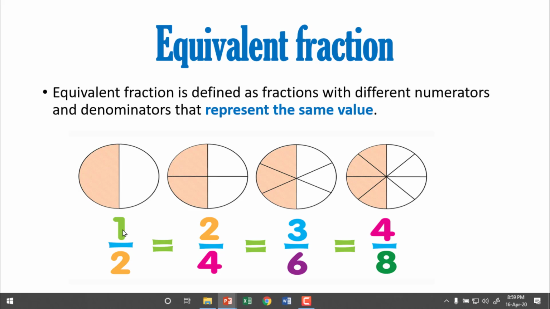So see here, there are 4 fractions where the numerators are different and the denominators are different, but all the fractions represent the same value of a circle. 1 by 2 represents half of the circle. 2 by 4 represents half of the circle. 3 by 6 also represents half of the circle. 4 by 8 also represents half of the circle. So we can say that 1 by 2, 2 by 4, 3 by 6, 4 by 8 are all equivalent fractions to each other.